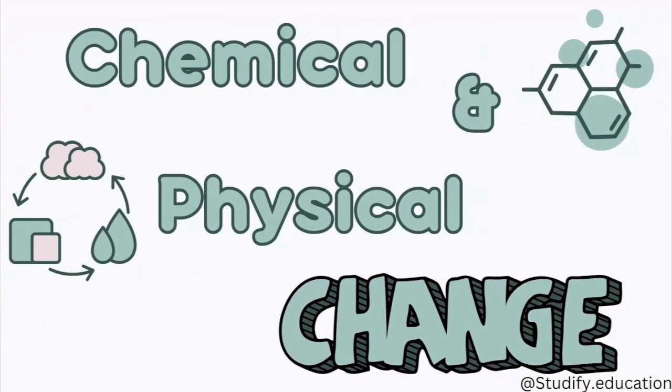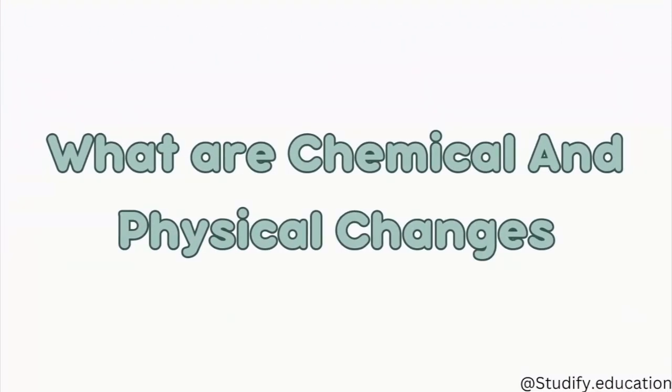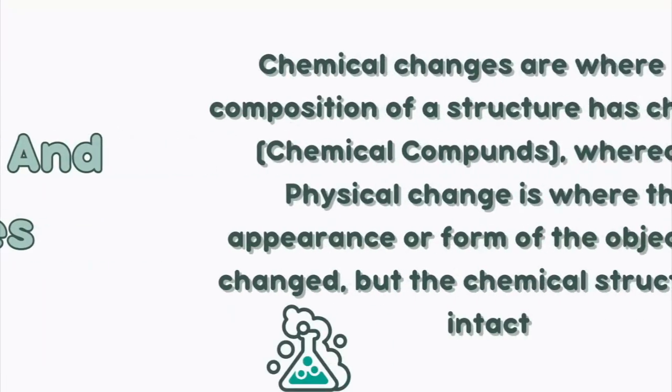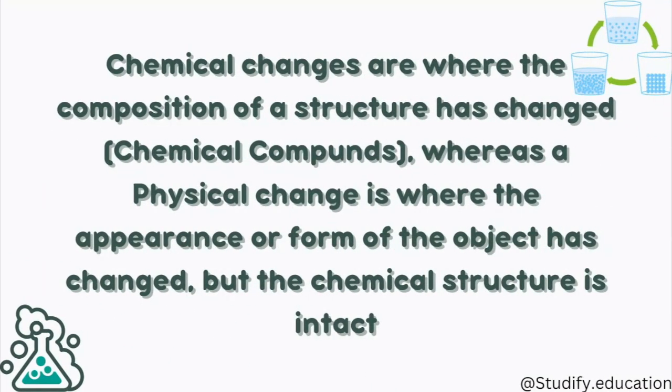Today's video is going to be about chemical and physical changes. Now, a general question would be, what is a chemical or physical change? Let me answer that for you. Chemical changes occur when the composition of a structure changes, also known as the chemical compound, whereas a physical change occurs when the appearance or form of the object changes, but the chemical structure always remains intact.